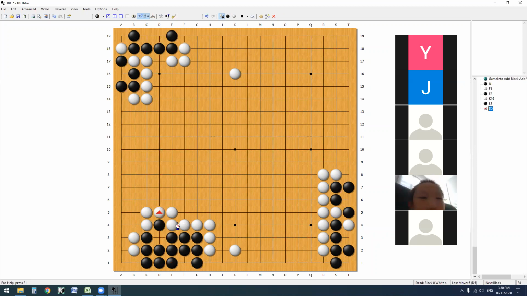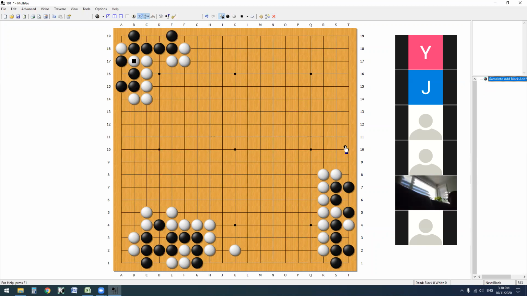Because now you see white can atari. Do you connect or not? If you connect, you don't have an eye. If you don't connect, he can capture and you still don't have an eye. So a false eye means it will be damaged by white. So this group is dead. That's the answer.